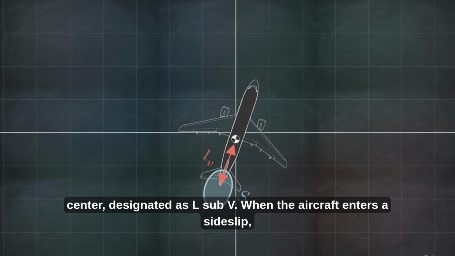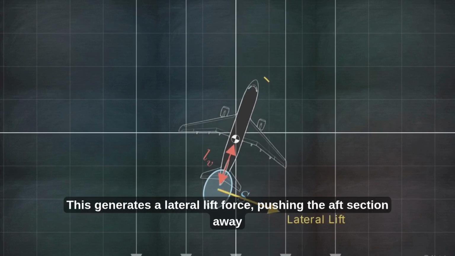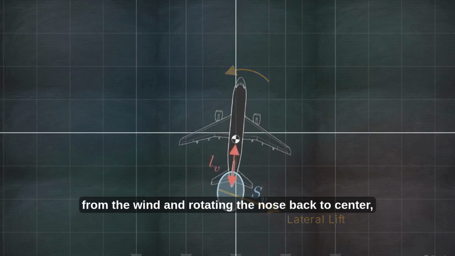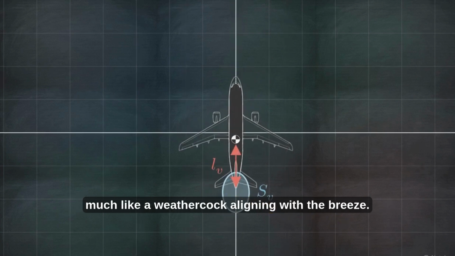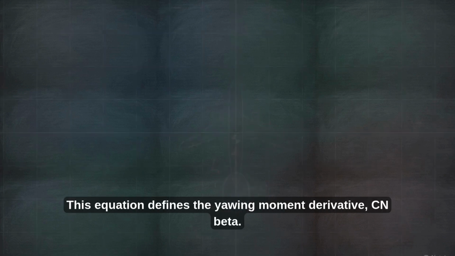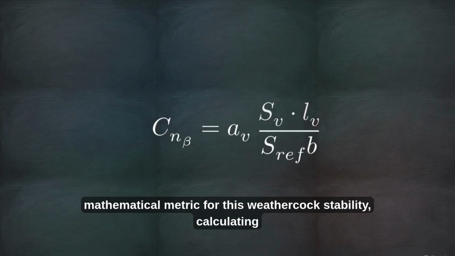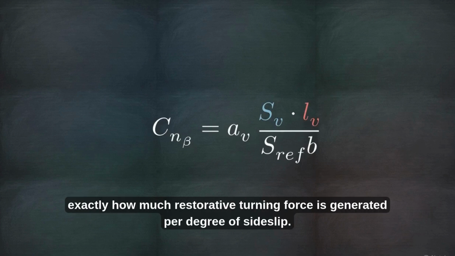When the aircraft enters a side slip, the incoming wind hits that vertical tail. This generates a lateral lift force, pushing the aft section away from the wind and rotating the nose back to center, much like a weathercock aligning with the breeze. This equation defines the yawing moment derivative, Cn beta. It serves as the non-dimensional mathematical metric for this weathercock stability, calculating exactly how much restorative turning force is generated per degree of side slip.